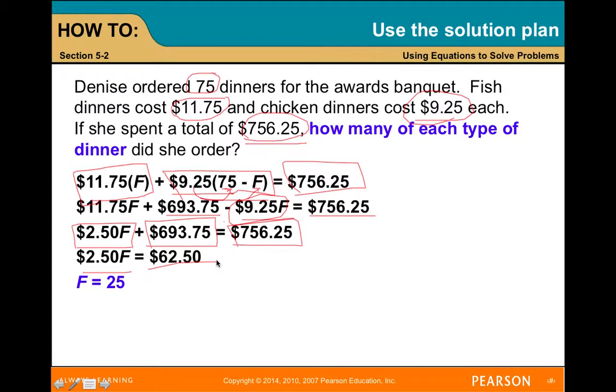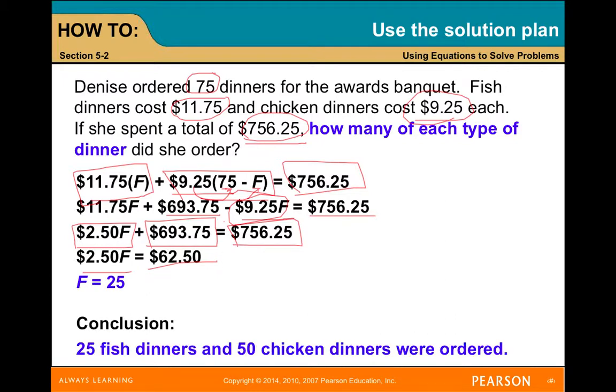So F is 25, and we can check that by plugging it in. So the conclusion is that 25 fish dinners and 50 chicken dinners were ordered. And see, the cool thing about this is that you're able to solve it without the need of knowing how many fish dinners or how many chicken dinners you got.